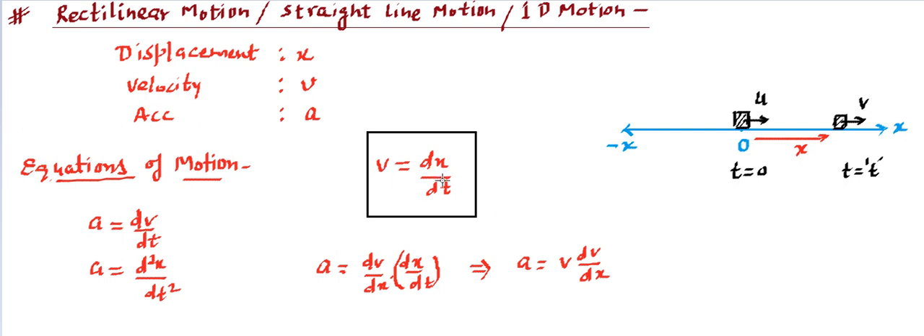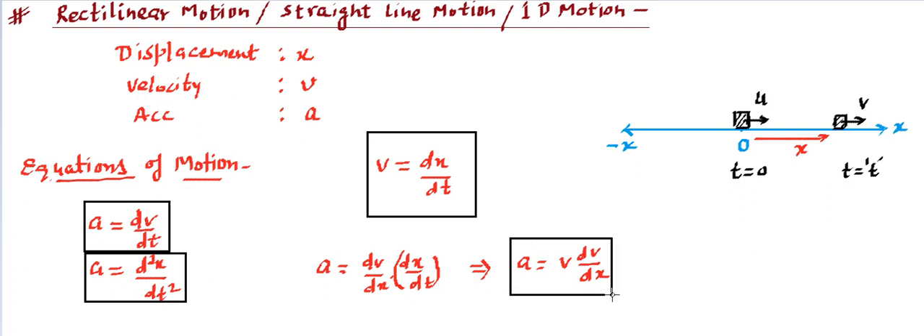So v is equal to dx by dt is one equation. a is equal to dv by dt is another equation. And a is equal to d2x upon dt2 is another equation. And this is another equation: a is equal to v dv by dx.